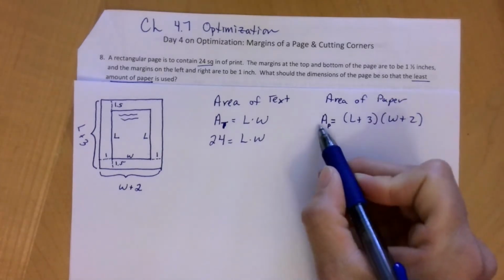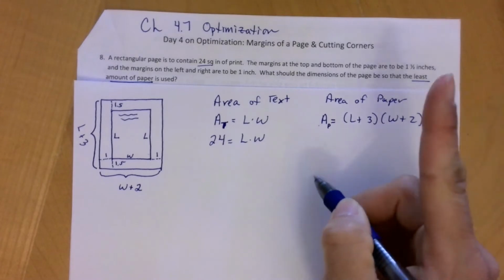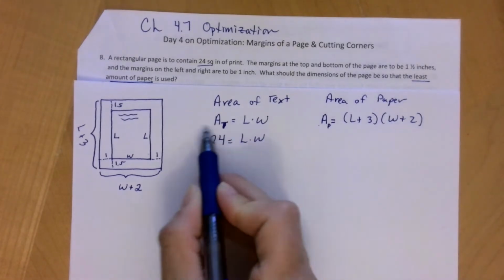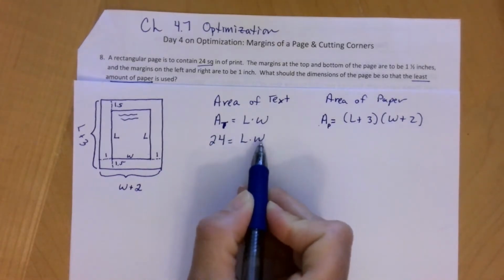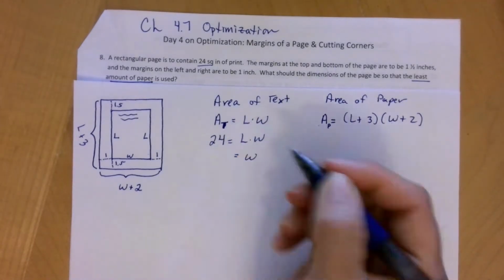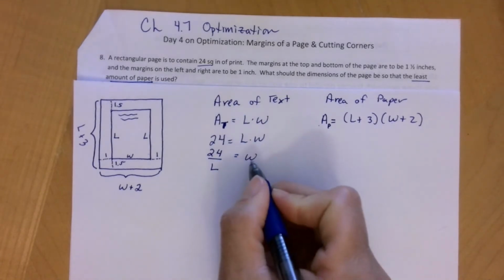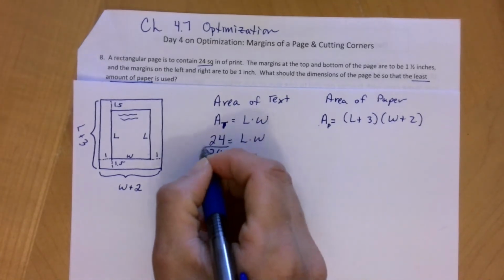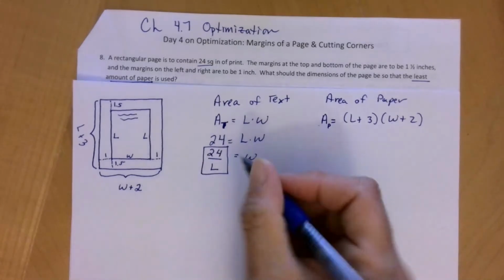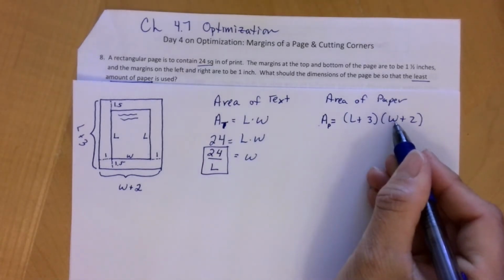Now at this point, my area is written in terms of 2 variables and I only want 1 variable. So I am going to use my other equation and solve for one of these letters. It's your choice. So let's say I divided both sides by L. So we would have 24 over L is equivalent to W. And now I'm going to take this expression, 24 over L. I'm going to substitute it in over here in place of W.